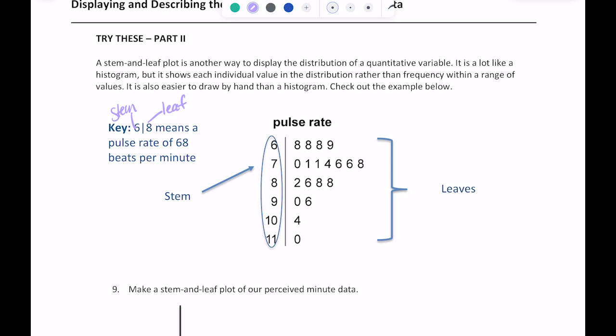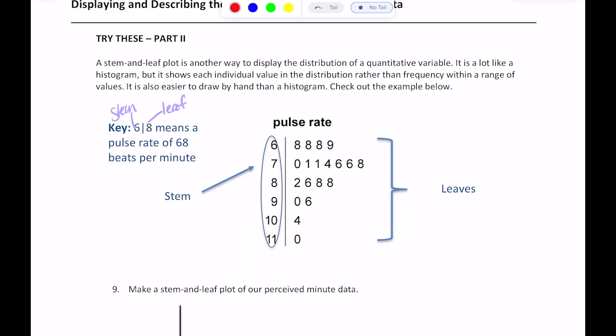These represent pulse rates, right? So again, it's always important to label your graph or your table so that we know what we're looking at here. So I look at this and I'm like, oh, these are pulse rates. So the way you read this would be 68, 68, 68, 69. And the key here tells me how to read it. It says 6 vertical bar, which is this, and then 8 means pulse rate of 68. So by looking at this, I can see that I have pulse rates ranging from 68 to 110, okay?